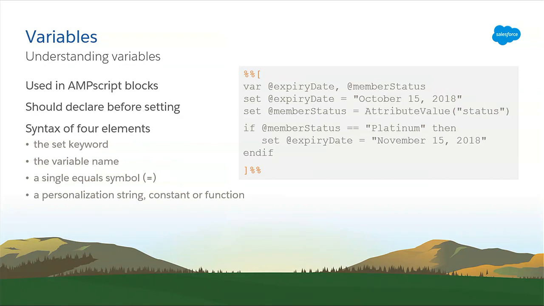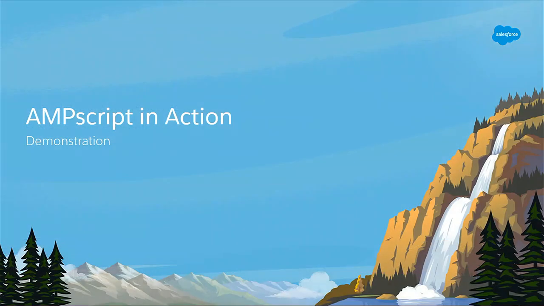Anyway, so what this does is it's going to have a look at the attribute status in the context of the send. Let's say it's a sendable data extension, and if that sendable data extension contains status in its schema, then it's going to return a value, otherwise it's null. And so if that status for a given subscriber is platinum, then we're going to set this different expiry date. So let's take a look, and quickly take a look.